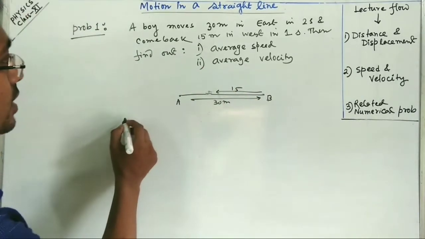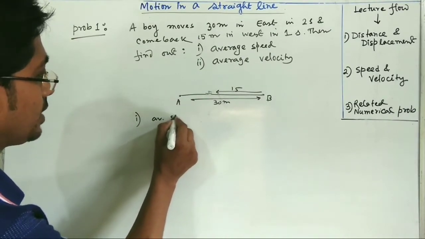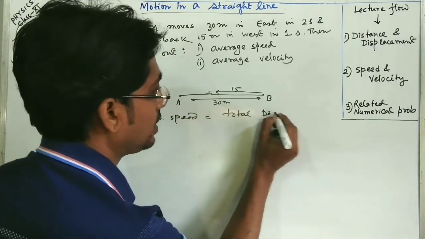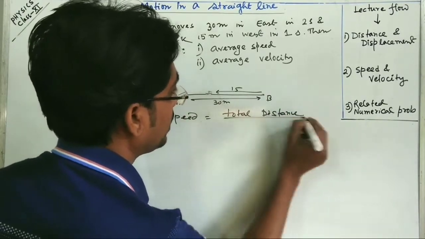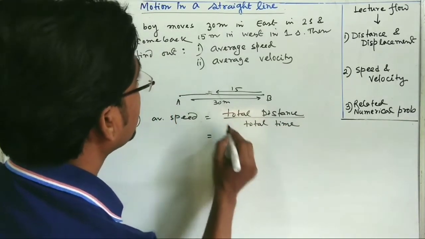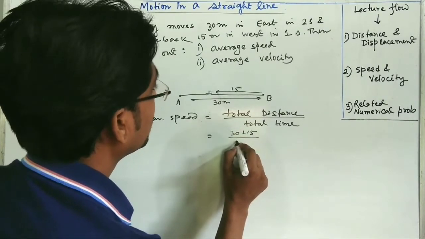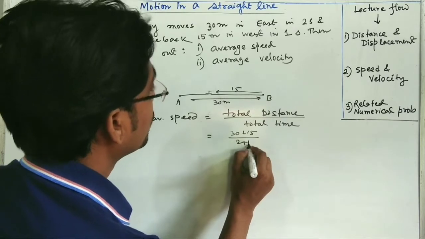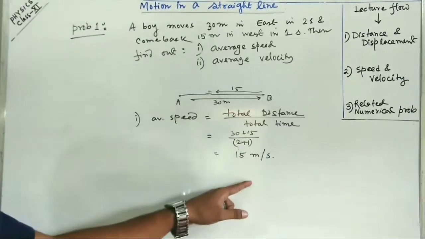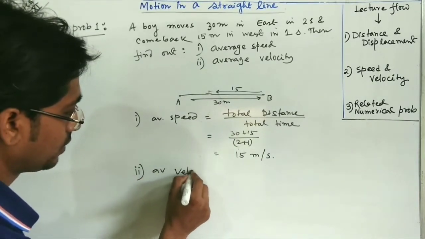Then what is the average speed? The formula of average speed is total distance by total time. So the total distance here is 30 meters plus 15 meters by total time, that is 2 plus 1. So it will be 15 meters per second. So average speed is 15 meters per second. Number 2, average velocity.